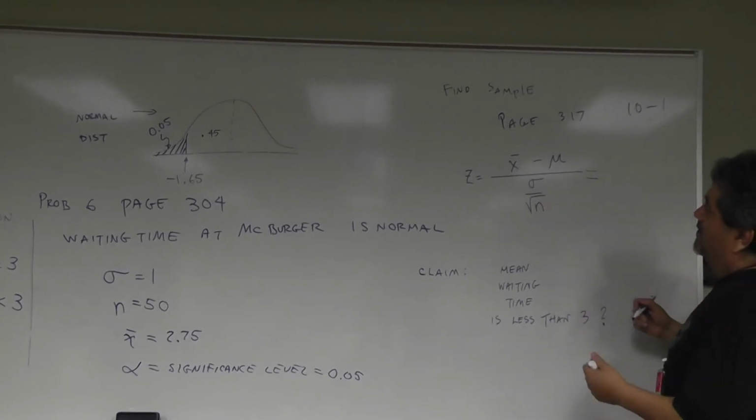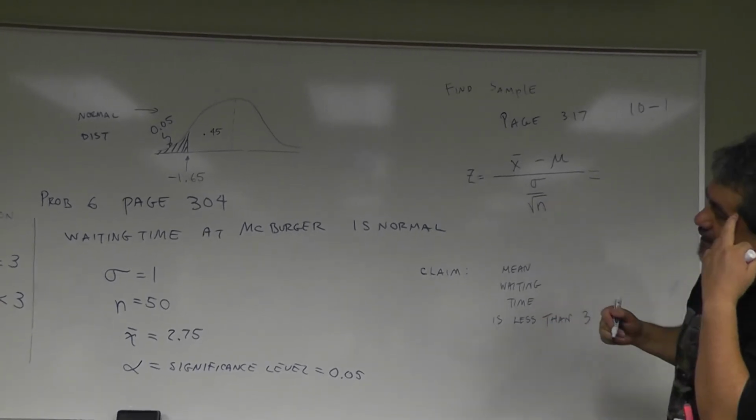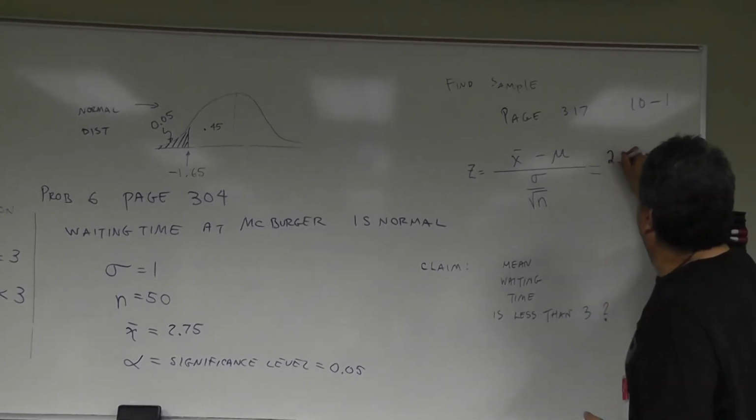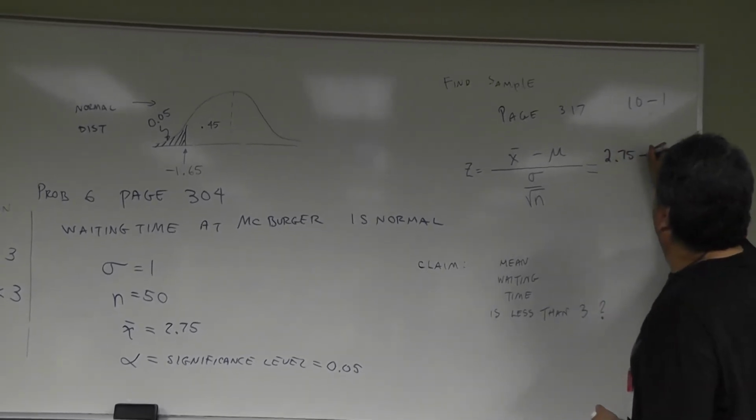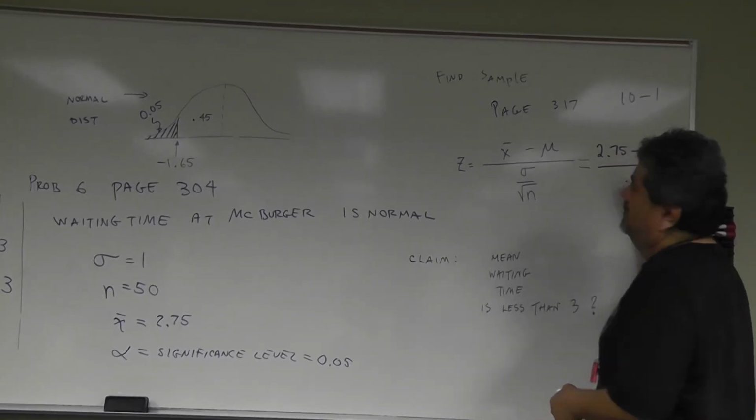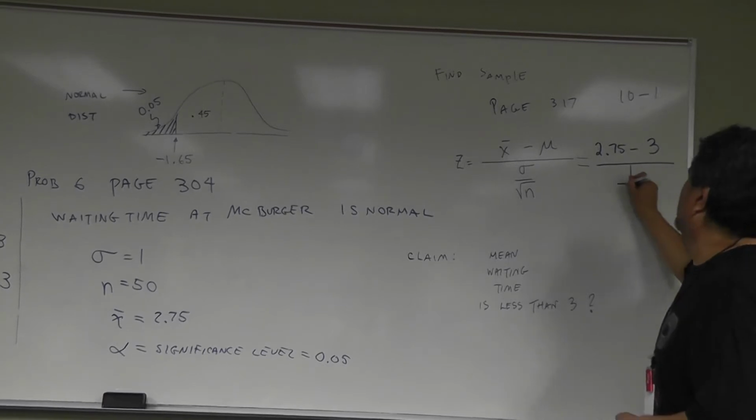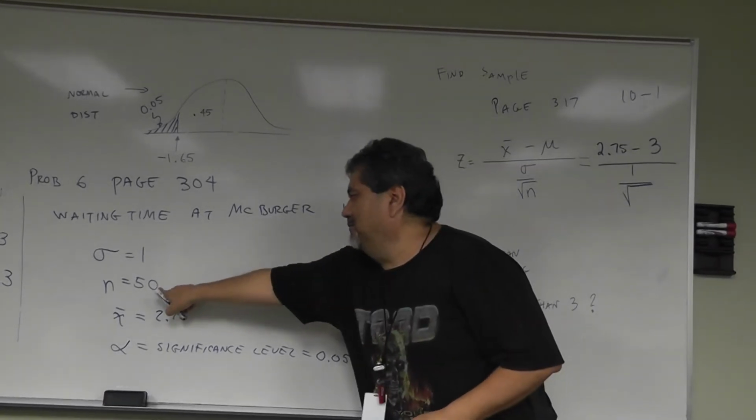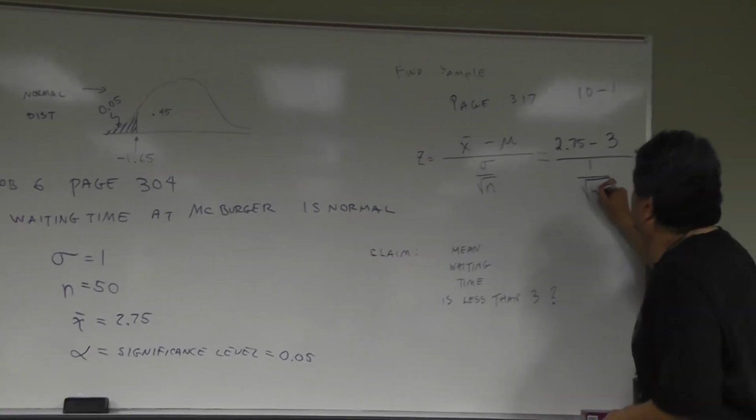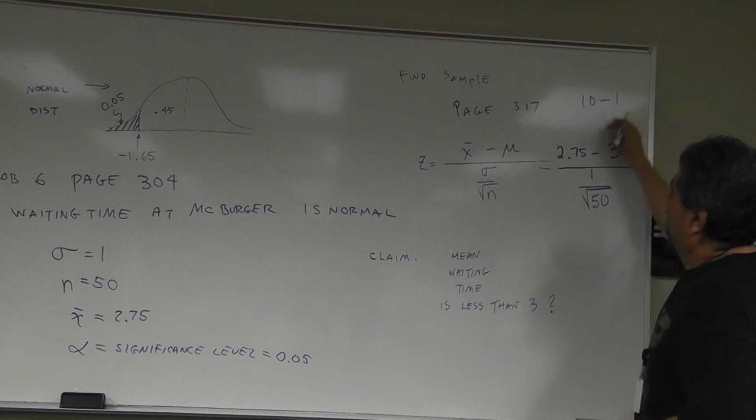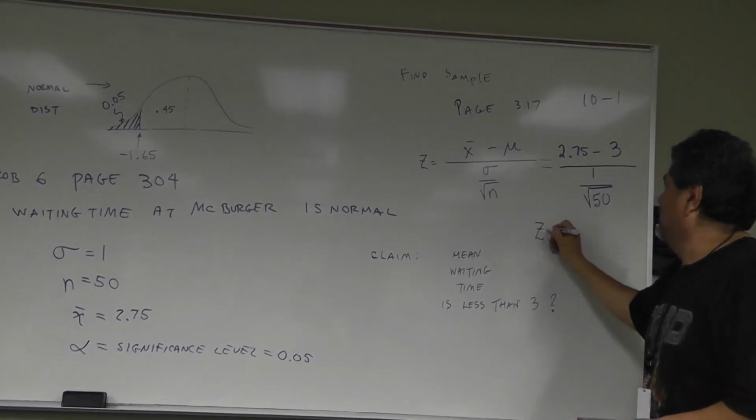All right, so you have x bar. X bar is 2.75 minus mu, which is 3, and then you divide sigma, that would be 1, and then you divide by the square root of n, which is 50, and then, all right, so you have this amount. And we need to find z. You need to find this.